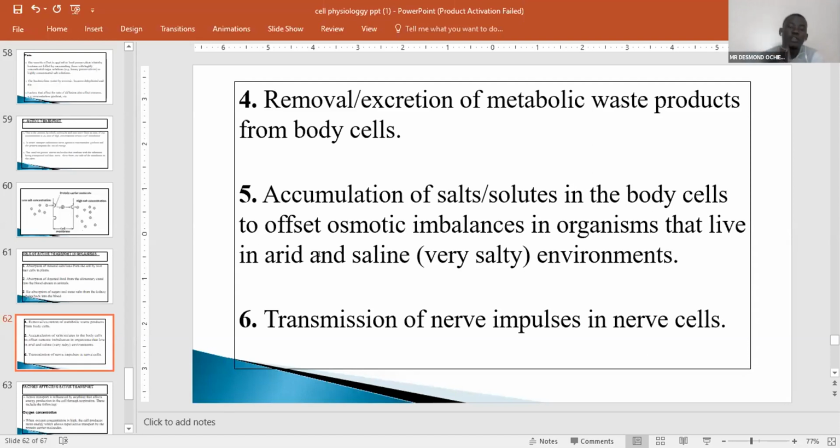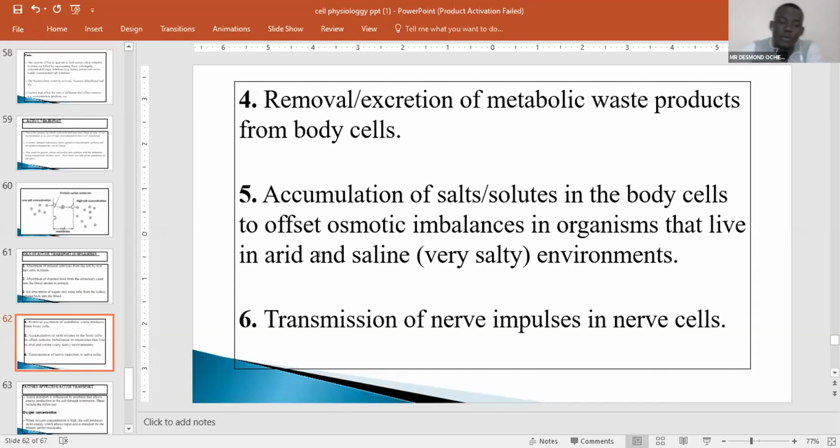So we're talking about accumulation of salts or solutes in the body cells to offset osmotic imbalances in organisms that live in arid and saline environments. Saline environments are very salty environments. And once again, this is something you'll understand when we look at the topic excretion and homeostasis in Form 2, okay?